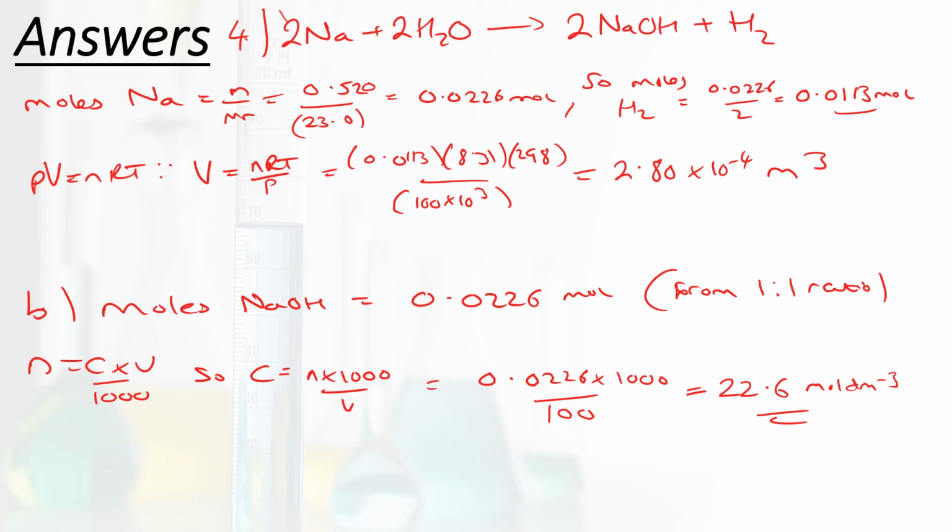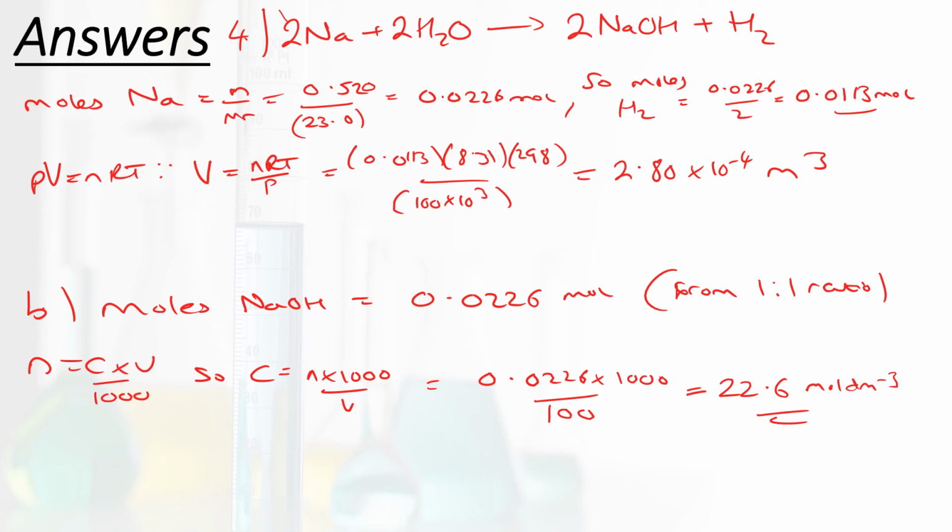We then have to balance up our equation, and in doing this we have 2 sodiums, 2 lots of water and 2 lots of sodium hydroxide. So we have enough data in the question to be able to calculate the moles of sodium, even if you're not necessarily sure how to go about the question. We have sodium, we know the atomic mass of that, and we have the mass that we put in, so we can work out the moles using m over mR. In doing so, we find that we have 0.0226 moles of sodium.